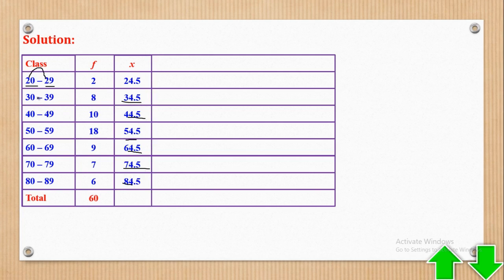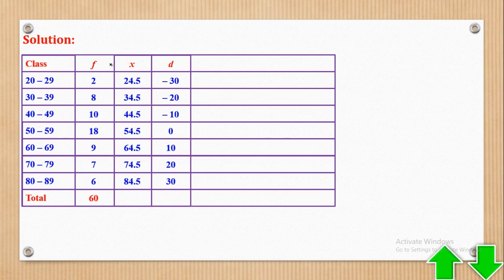So for each row I have to add and divide by 2, add and divide by 2, until the end. But they told us to use a working mean of 54. What that means is that we have to put a column of deviation. Now deviation is equal to x minus the working mean, which is 54.5. Therefore, for example, I'll keep on subtracting 54.5 from each of these values. For example, 24.5 minus 54.5 is negative 30. This minus 54.5 gives that, this minus 54.5 gives that, and it continues until the end.